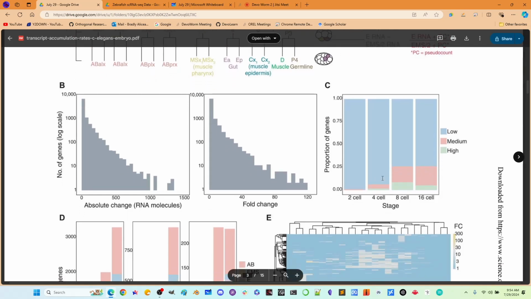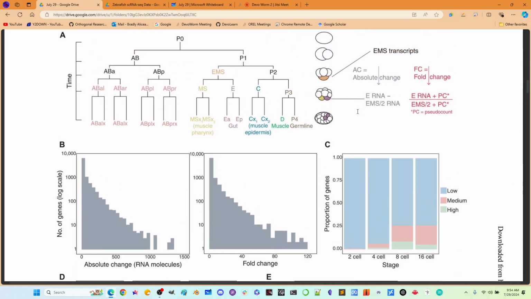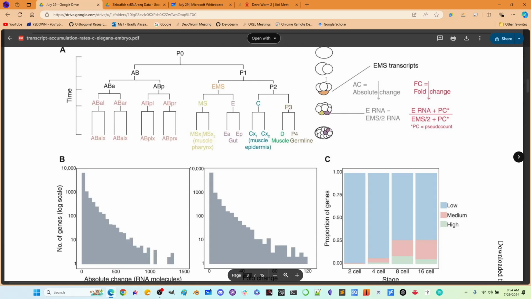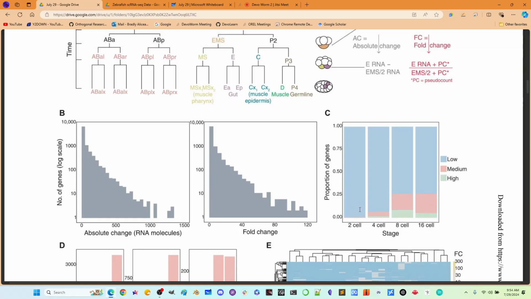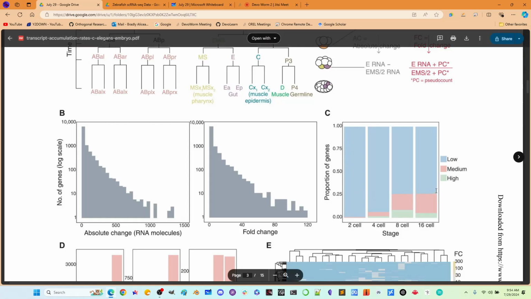It's interesting though, as you get this change in time. In the two-cell stage, which is the AB and P1 stage, almost everything is low in terms of its expression. You get a very small number of medium expressed genes. This is the proportion of genes, so this is about 0.25, about a quarter of the genes. And you can see that when you get to the 8 and 16 cell stage, at about a quarter of the genes, you start to get this medium to high regime.